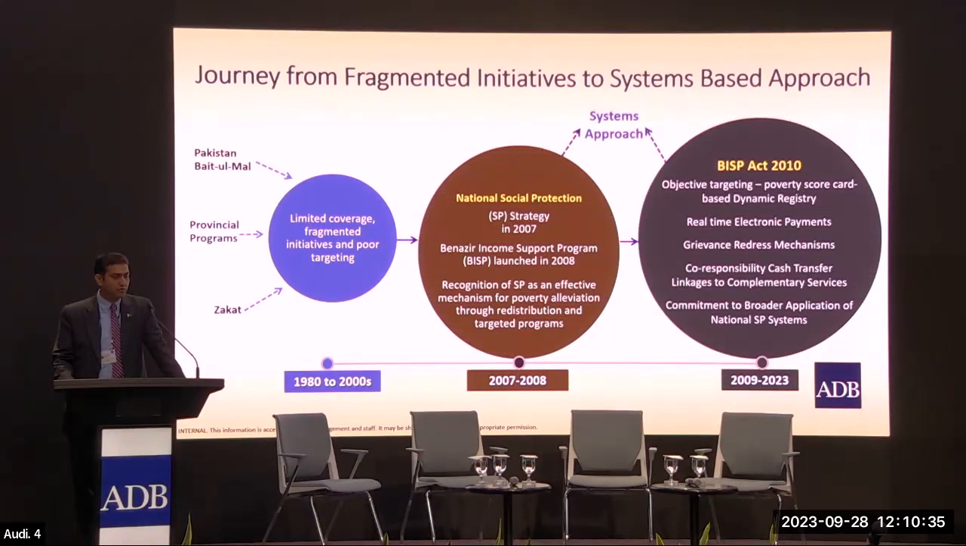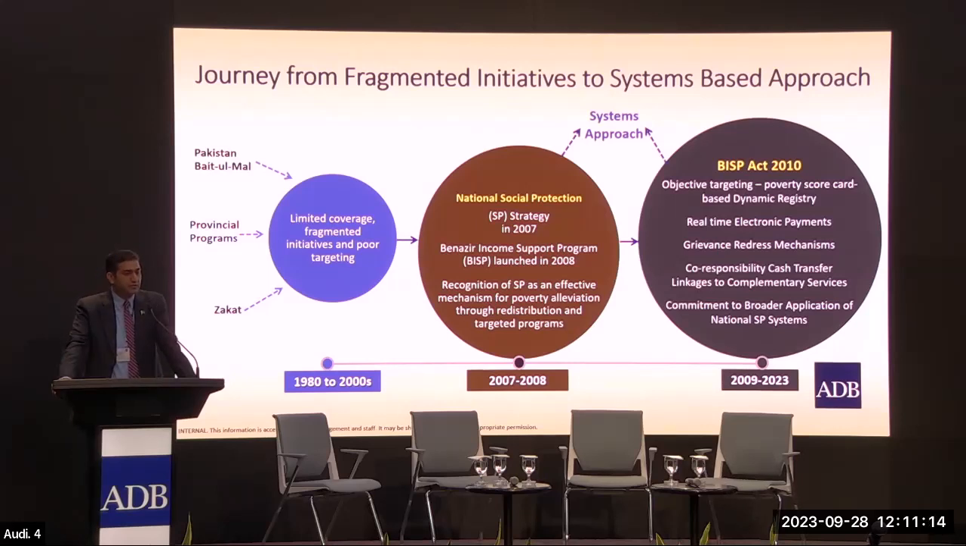But from 2009, we started a Benazir Income Support Program, country's largest social safety net program, focusing more on objective targeting, real-time electronic payments, grievance redressal mechanisms, co-responsibility cash transfers, and commitment to broader application of national social protection systems. So this program is the largest social safety net program of the country, being implemented since 2008. And this program is actually the result of all the lessons learned from all social protection initiatives that we, as a country, implemented since 1980.